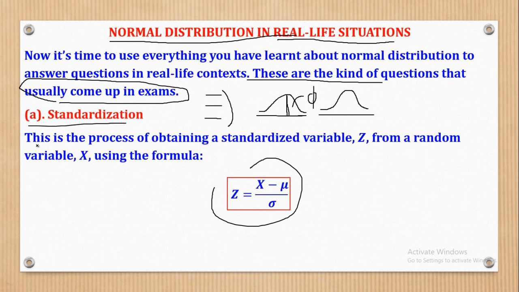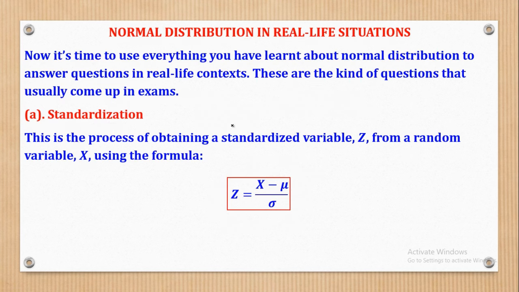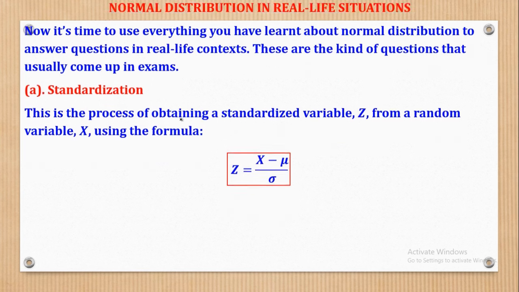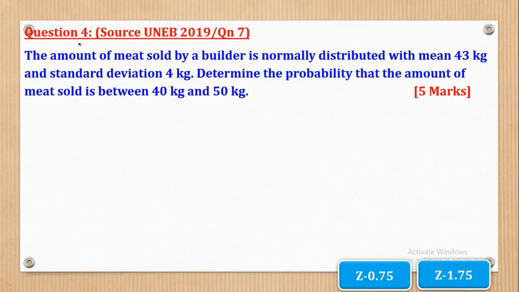Part A is standardization. Like we already learned, it is the process of obtaining the z value from random variable x using this formula, that z is equal to x minus mu over sigma, where sigma is the standard deviation, mu is the mean, and x is the random variable given in our question. So questions under this part will be word problems. So you start with question 4.